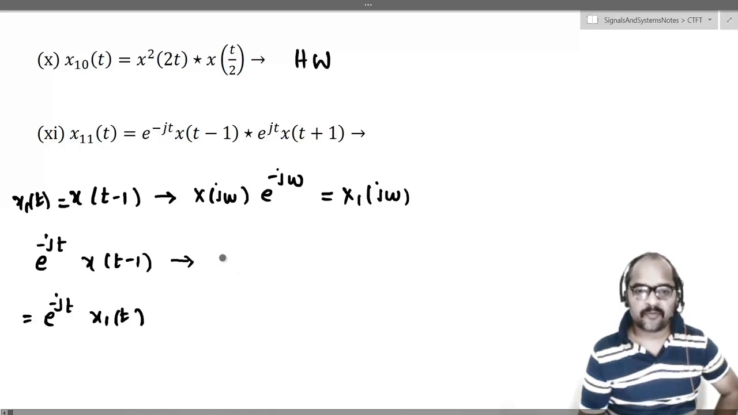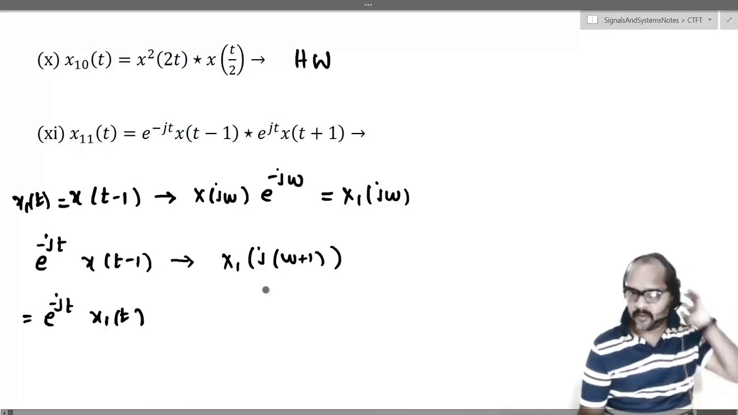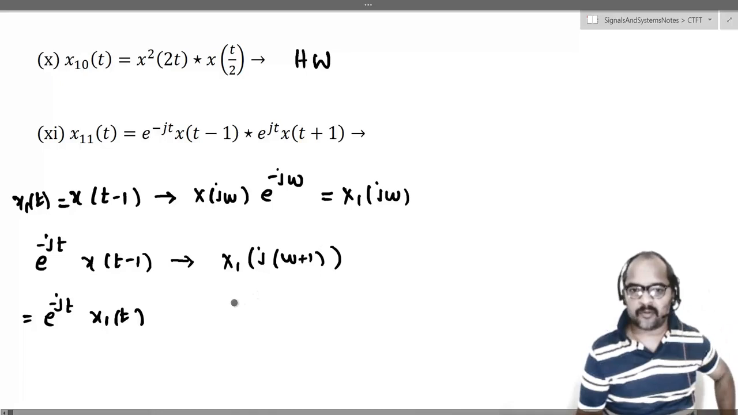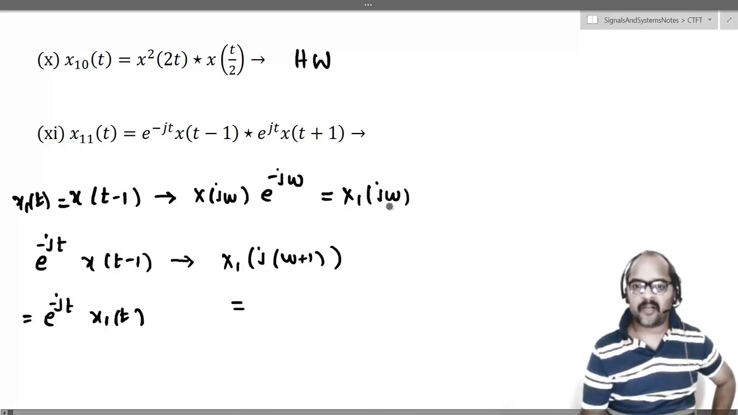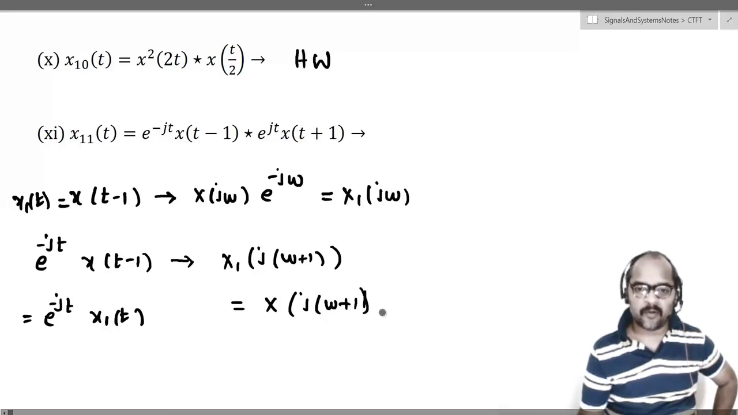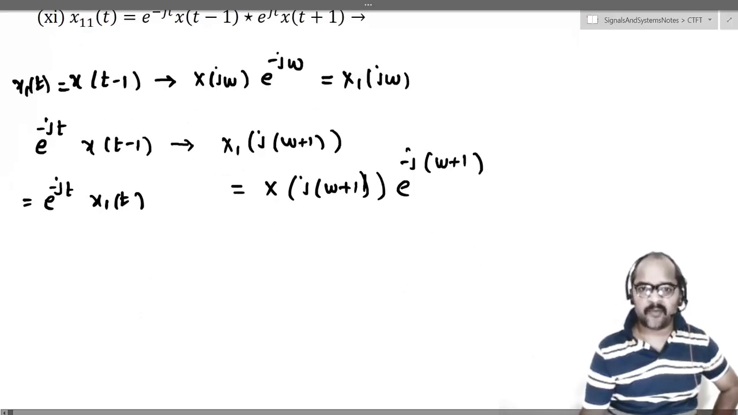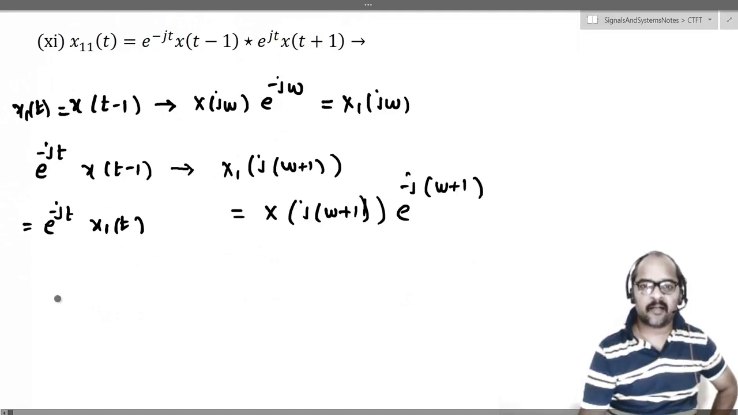So this will have what as Fourier transform? X1 of j omega plus 1. This is the shifting in frequency domain property. So wherever there is omega, replace it with omega plus 1. You will get x of j omega plus 1 multiplied with e power minus j omega plus 1. Okay, so with the same argument we can easily see this. So this is as far as the first signal is concerned.